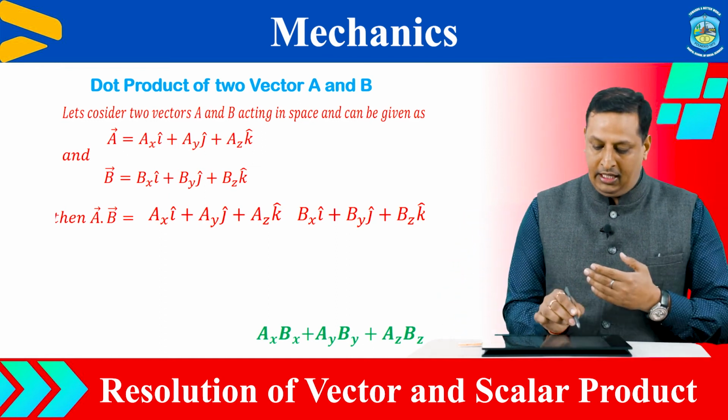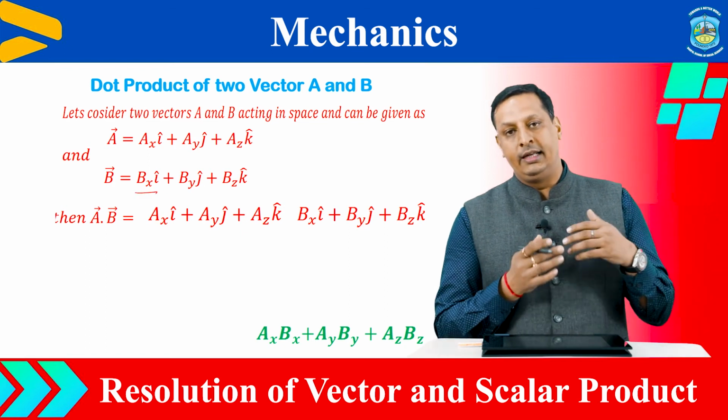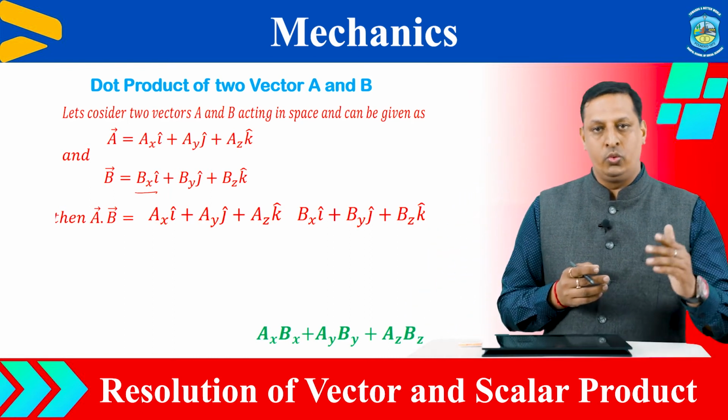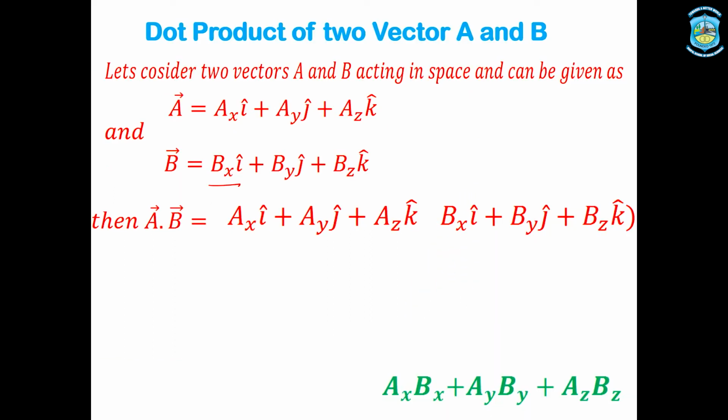Similarly, we have another vector B, which has its three components, that is Bx, By and Bz along the three axes, that is x-axis, y-axis and z-axis. Then the dot product between these two can be written like this, A vector dot B vector. Now, from the earlier discussion, we have certain conclusions: I dot I equals 1, and similarly, I dot j or j dot k or k dot I equals 0.